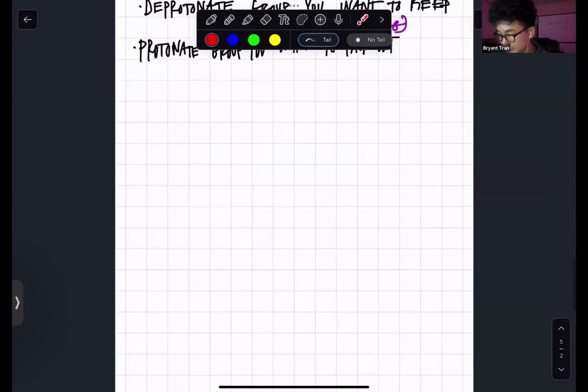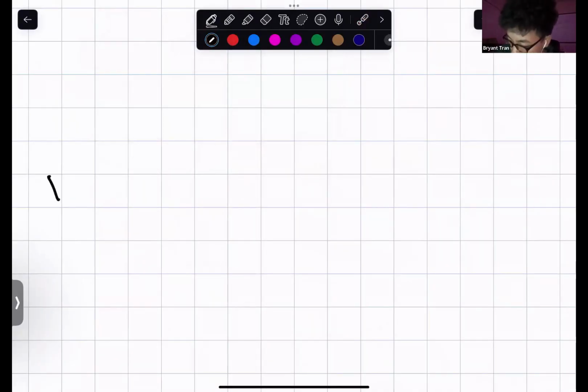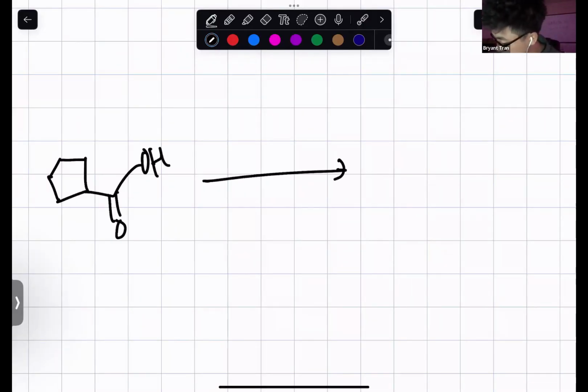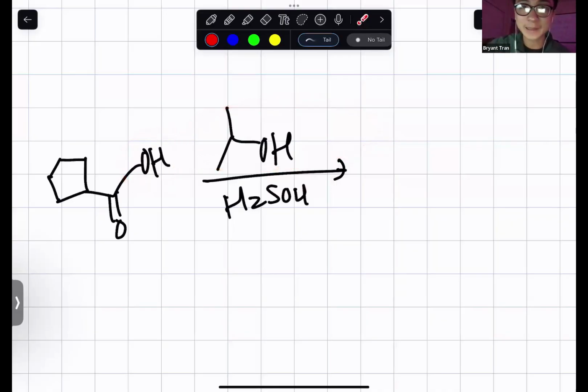We could go back to this general mechanism, but I want to give you a more concrete example here. Let's say we have this carboxylic acid, right? And I give you this alcohol with H2SO4, right? This right here would be the Nu, the nucleophile. This right here would be the Lg, the leaving group, right? Can you describe to me step by step how you would do the mechanism here?